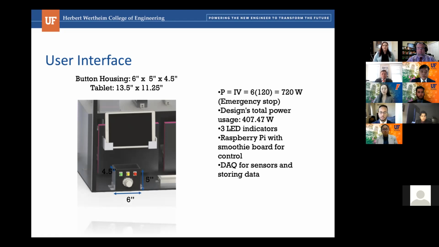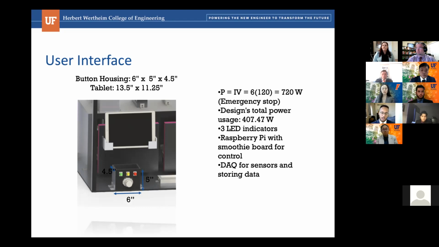Green means that everything is running smoothly. If the yellow indicator appears, it means that a process or a subsystem control is in process. And red means that there's an error within the process that needs to be reprogrammed, or the user will be able to manually adjust it. A DAC is used for sensors and storing data.